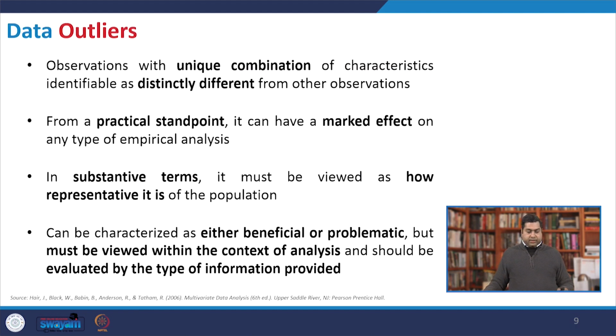Now, coming to the data outliers. These are observations with a unique combination of characteristics which are identifiable as distinctly different from other observations. For example, if students are scoring between 60 to 80 in a particular subject, and one or two students score 100 out of 100, they are exceptional. We cannot say they are outliers of the class, but looking at the data point and the other values, these are totally extreme.